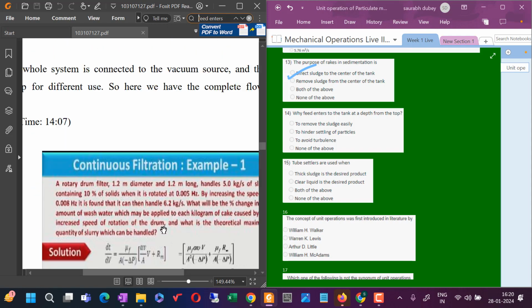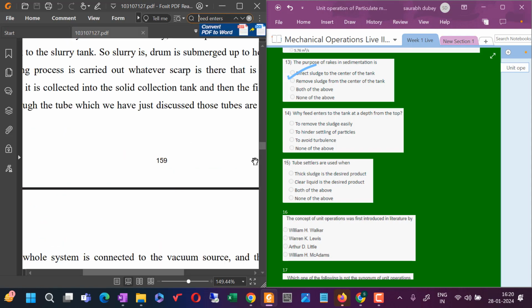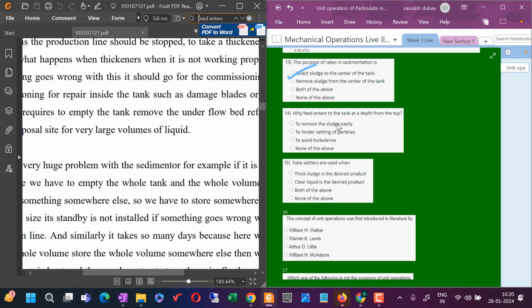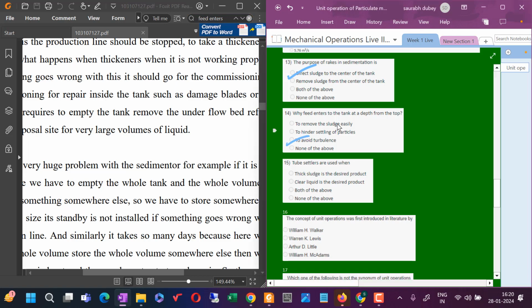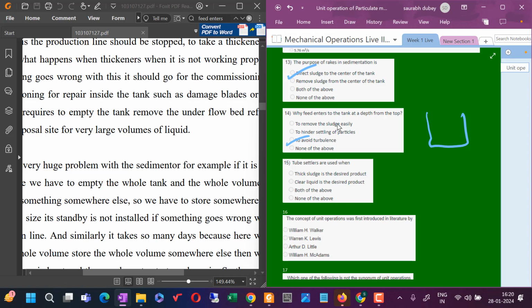Wait, I have to tell you, this is to avoid the turbulence. So this is the answer: to avoid the turbulence, not to remove the sludge or hinder the settling, because that cannot be hindered anyway. When you are pouring the feed here, from the height of the tank you cannot pour. It has to be sent somewhere down below, so that turbulence can be avoided and your feed enters properly.